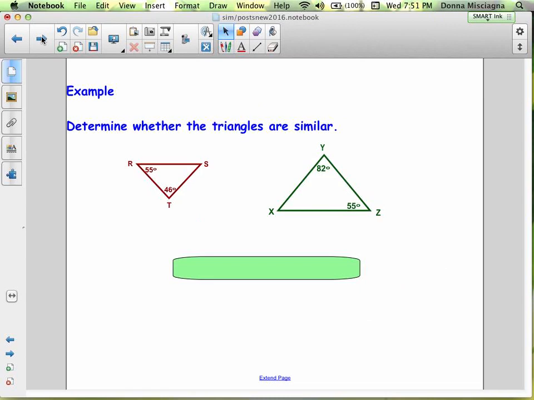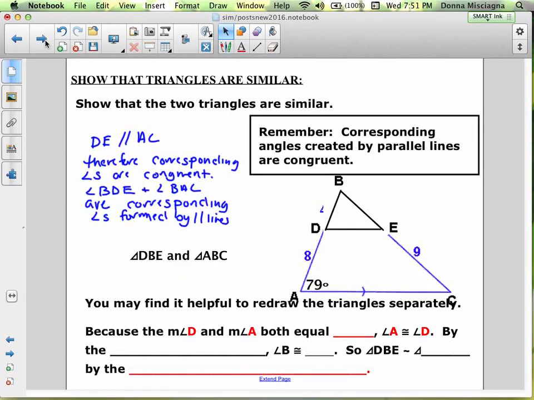Okay, so we want to determine whether or not the triangles are similar. Actually, I'm going to leave this for a question for you. So I don't think this one is in the notes. Nope. So I'm going to leave this one for you. And then we'll see if you got it right.